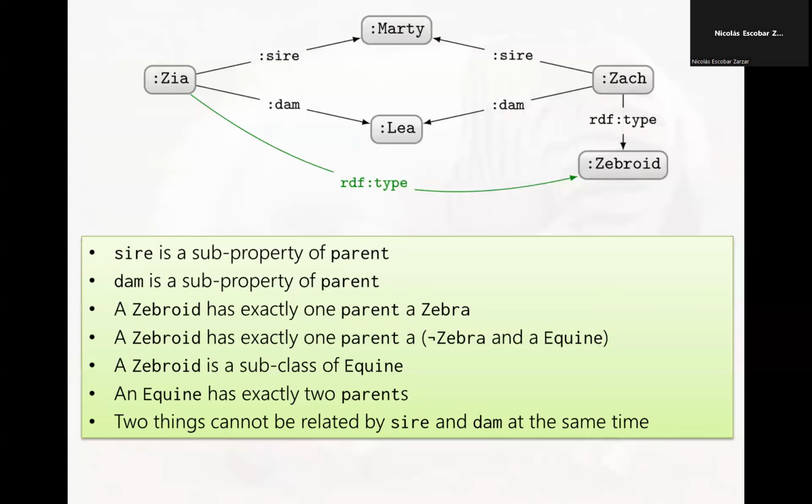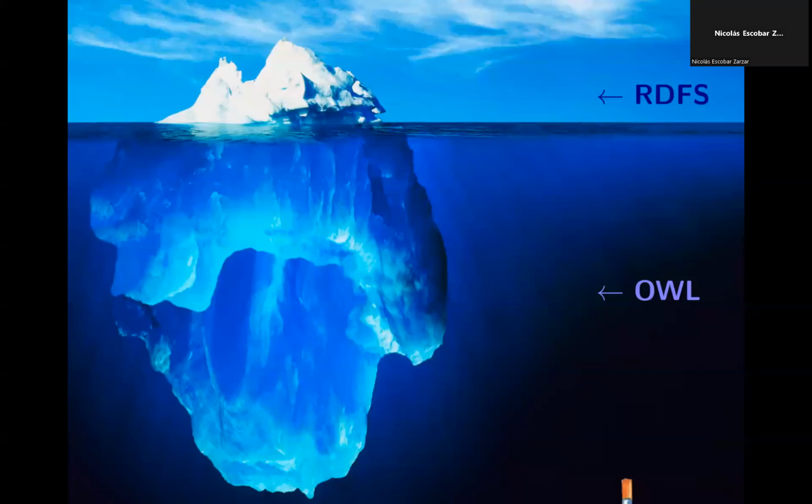So yeah, we've now covered that a zebroid has exactly one parent, a zebra. We've covered that a zebra has exactly one parent, a not zebra, and an equine. This would be the intersection of the complement of zebra and equine. And then we define this with an exact qualified cardinality constraint. The subclass of we had before, an equine has exactly 2 parents. That's just a cardinality constraint on equine. 2 things cannot be related by sire and dam at the same time. That would be a property disjointness axiom. Right. So we can cover all of these definitions to get this sort of inference now.